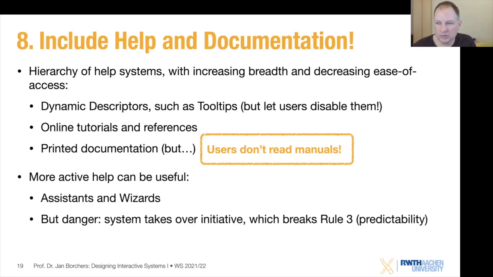So when help and documentation is so important, we might say, well, can't we do a better job at providing it by being a little bit more active and proactive about it in our software? Yes, we can. Assistants or wizards, as they're called under Windows, are an example of this. What they do is they will take over the interaction to a certain degree and show me how to do something or lead me along doing it. But the danger here is that the system is taking over initiative, which can quickly break rule number three of predictability.